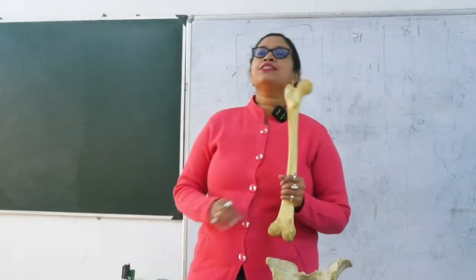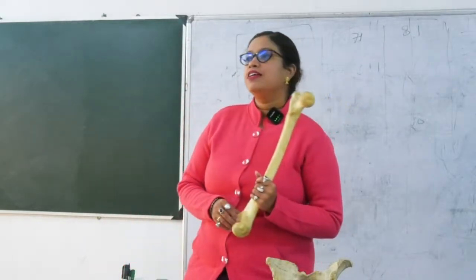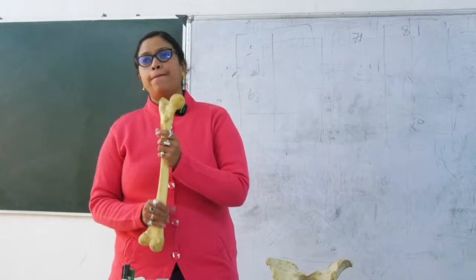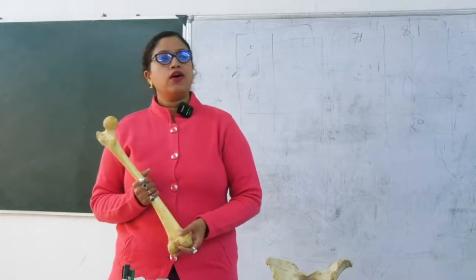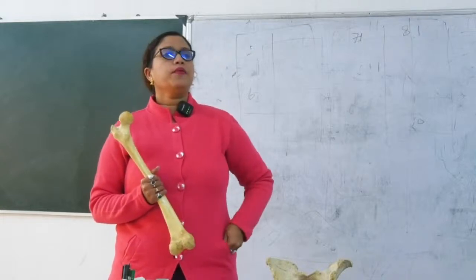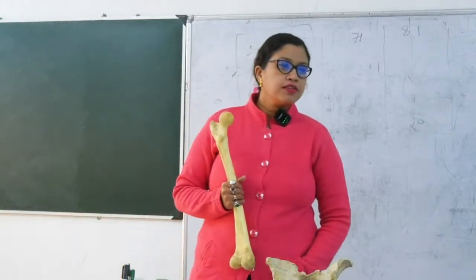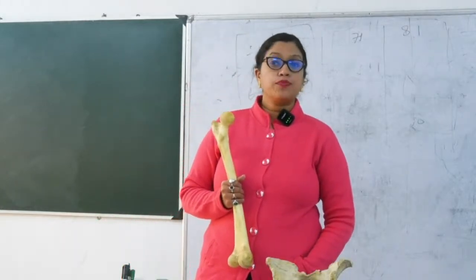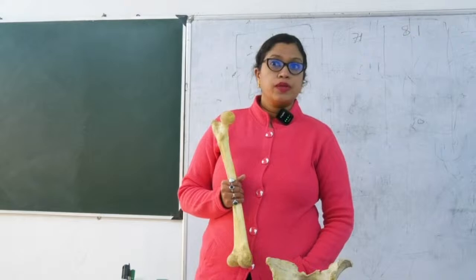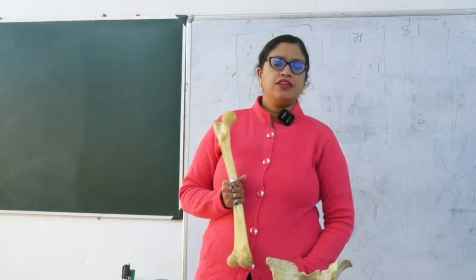So first one is gluteus maximus. Then next one is the medial head of gastrocnemius. Then P2. So first P is... You have written B?